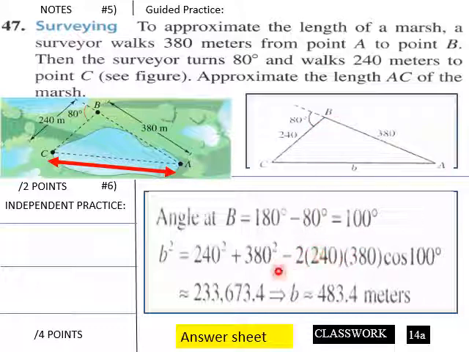So using the law of cosines, after we crank this out, we're finding b squared, which is the length here. So that equals 233,673.4. And then when we take the square root of that, we get 483.4 meters for the length of b.